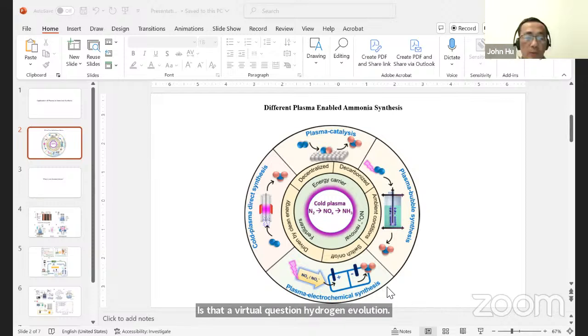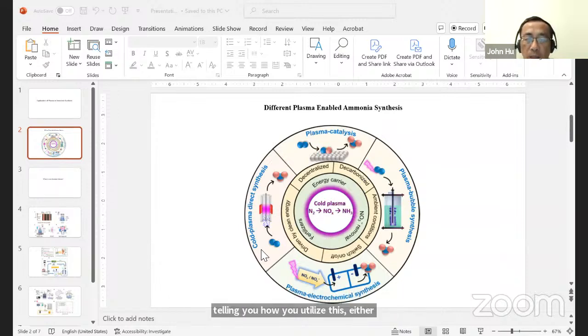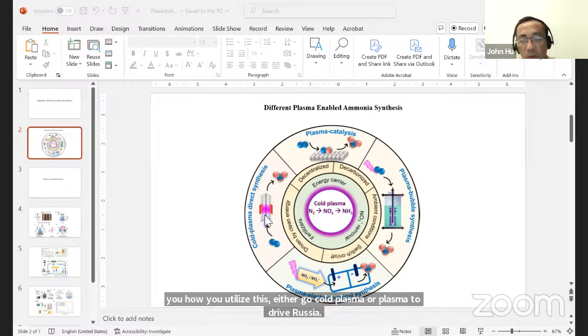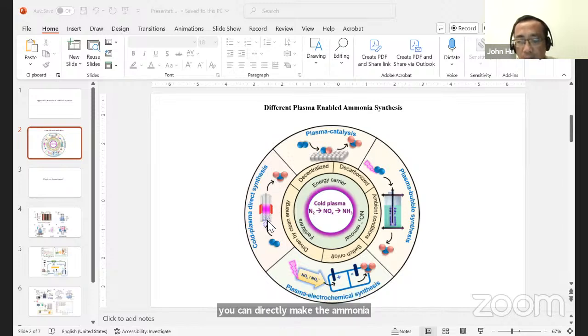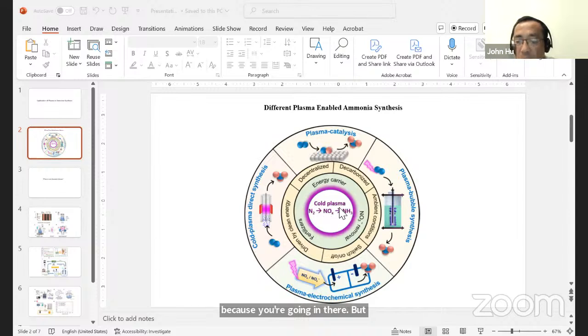Okay, so this diagram is very good. I really like this diagram. It's very illustrative, telling you how you utilize cold plasma or plasma to drive the reaction. You can directly make the ammonia. Well, it's a challenge. Nothing is free, all right? Because the N2 has to go in there. But if you have N2 going into intermediate NOx, then going to ammonia, it's pretty much easier because you simply oxidize N2, and we all know N2 can be oxidized to NOx.